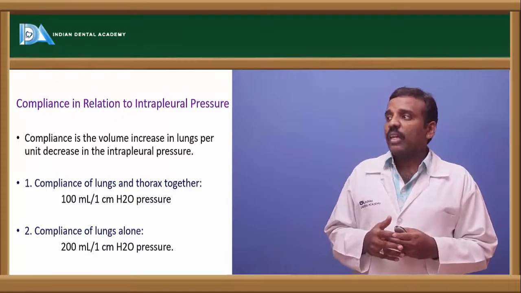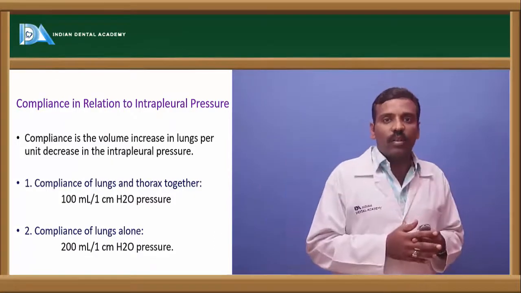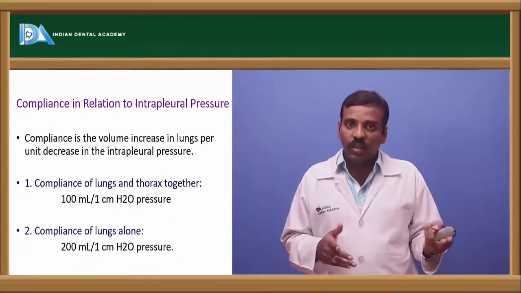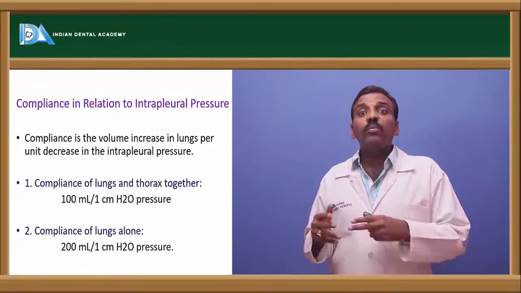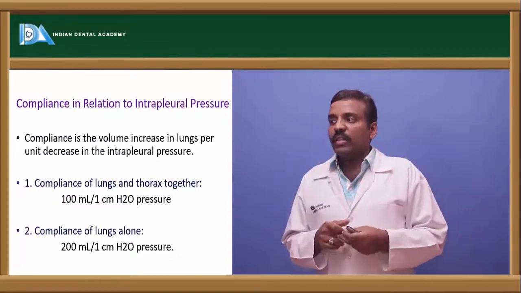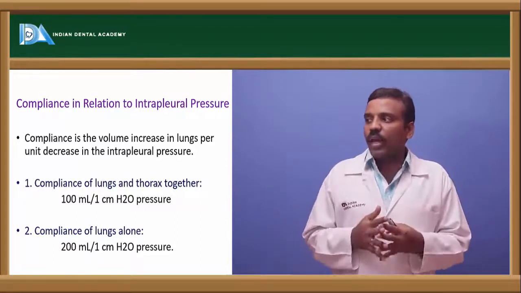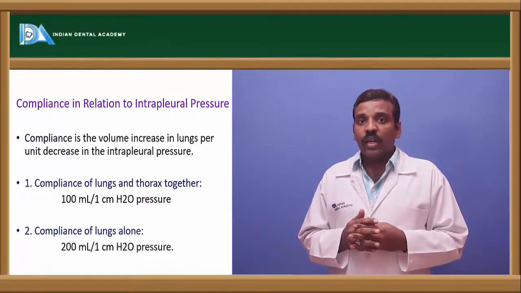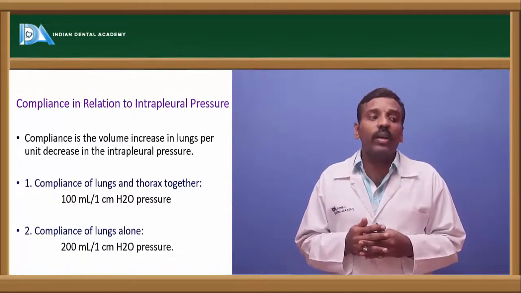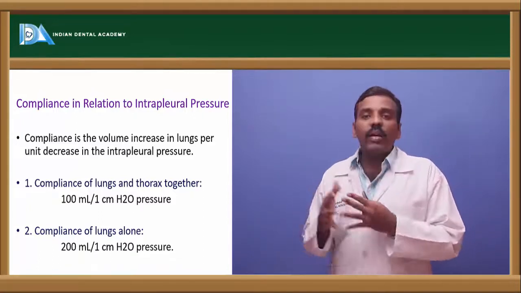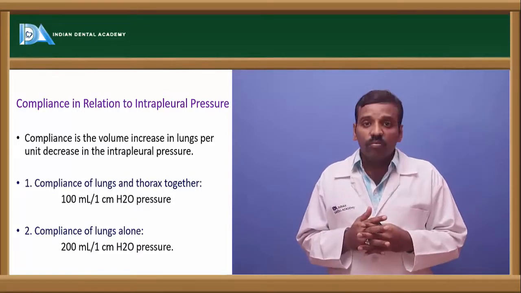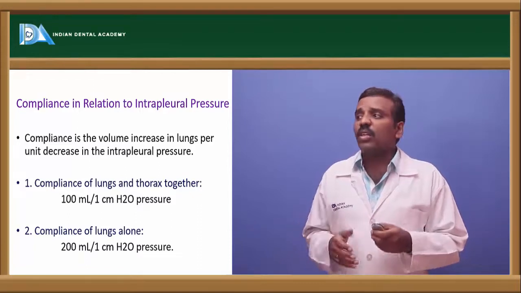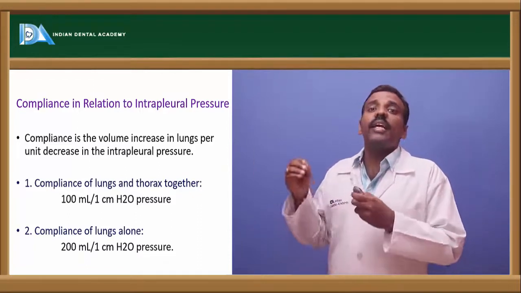Okay, and next is the compliance in relation to the intrapleural pressure, compared to the pleural pressure. The previous one was alveolar pressure, this one is pleural pressure. In relation to this, for lungs and thorax together, it is about 100 ml per 1 centimeter of water pressure. And for the lungs alone, it is about 200 milliliters per 1 centimeter of water.